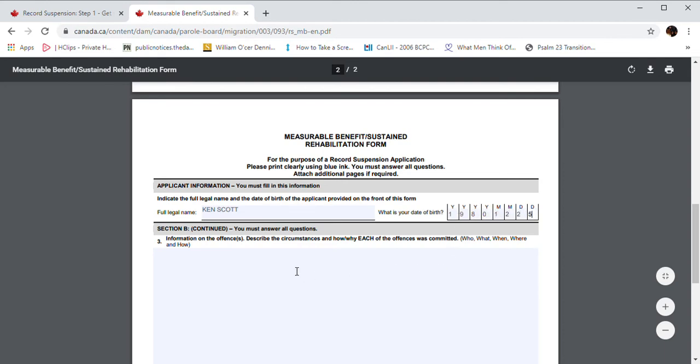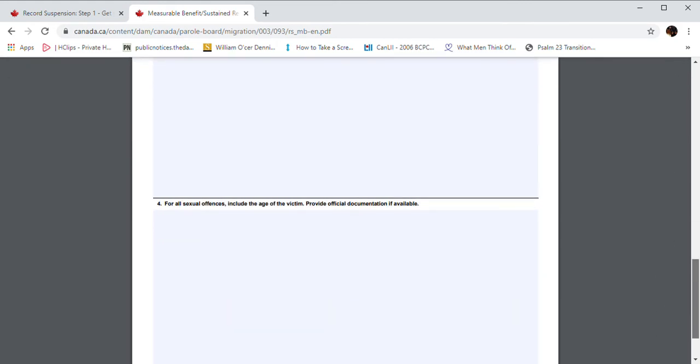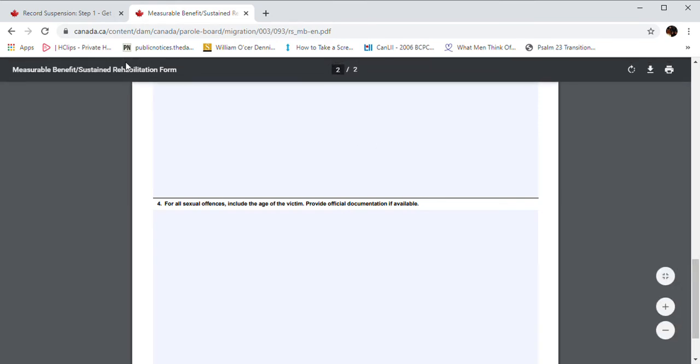And information on the offense. So only you guys know the details regarding your offense. So here is where you put your information regarding the actual offense, your convictions anyway. And number 4, ignore. That's for sex offenses, including age of victim. So if you got a sex offense, give us a shout at 1-888-908-3841 because vastly different things have to be done for that, including if it's a border case.